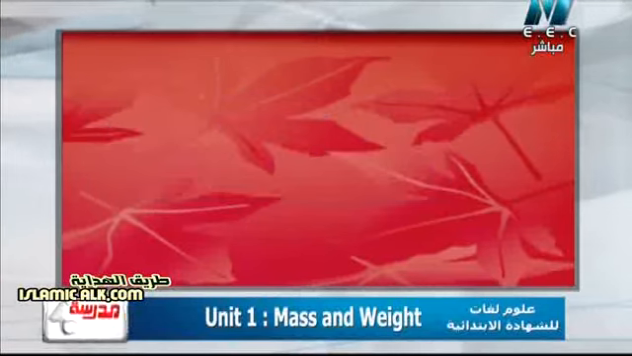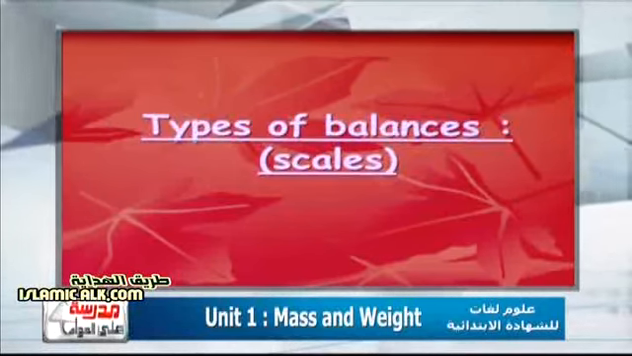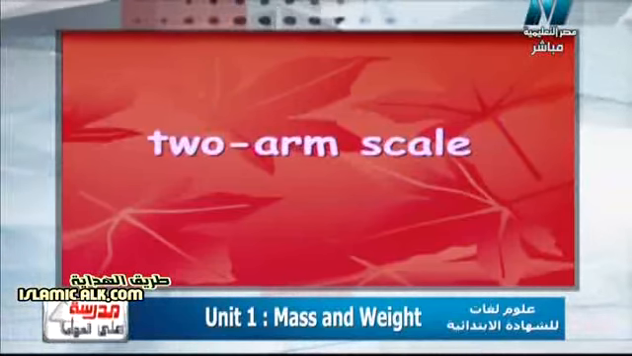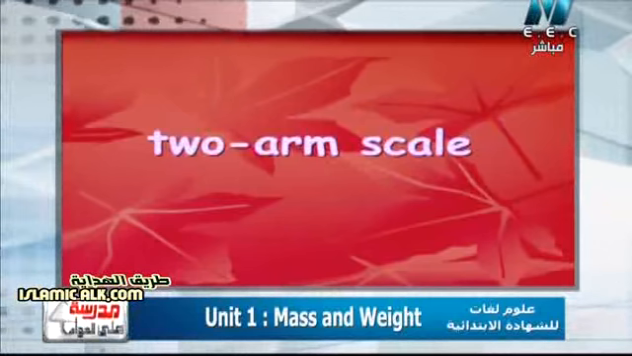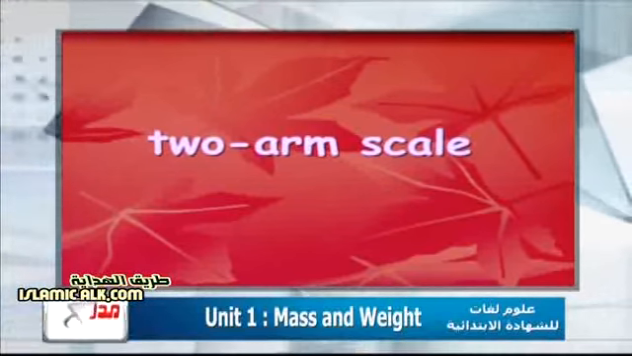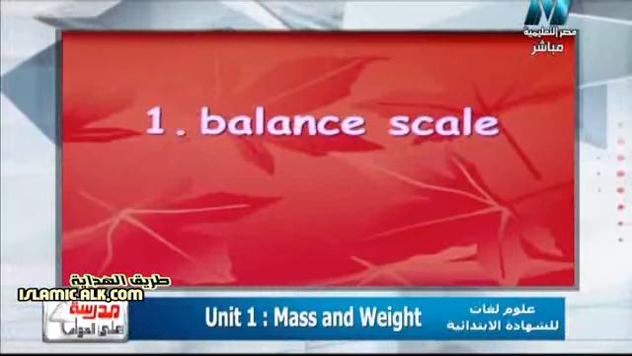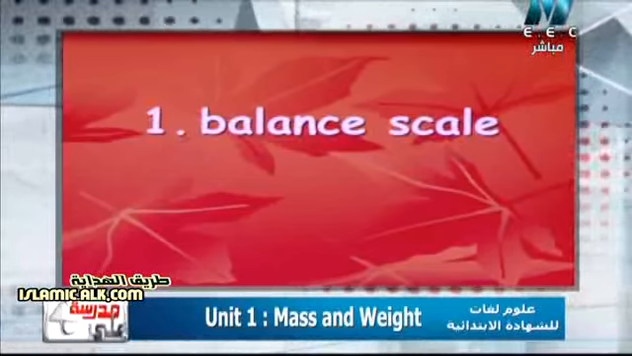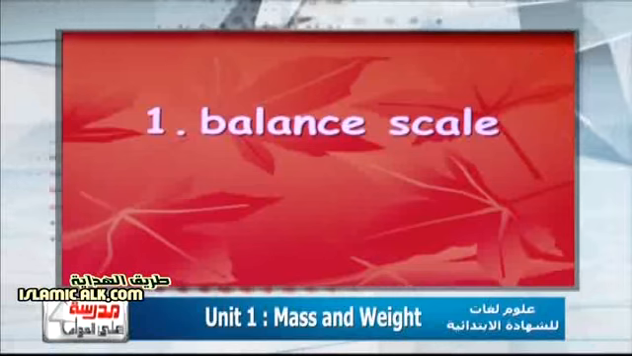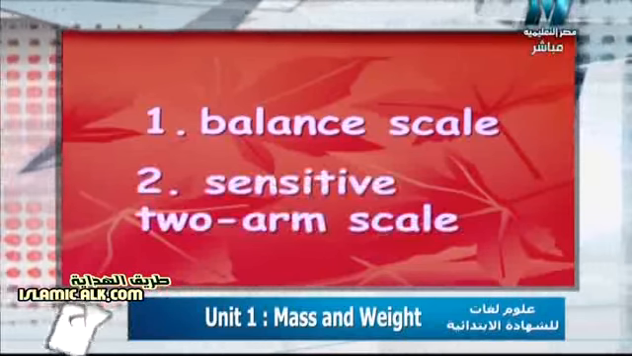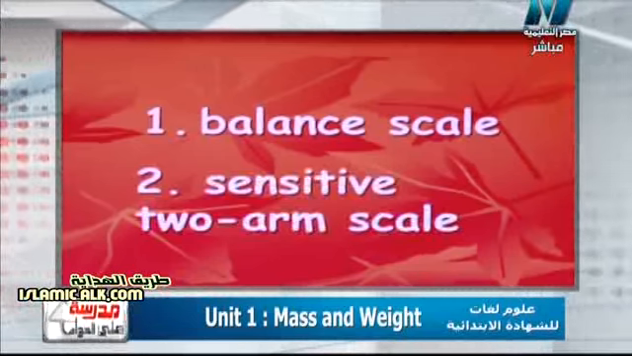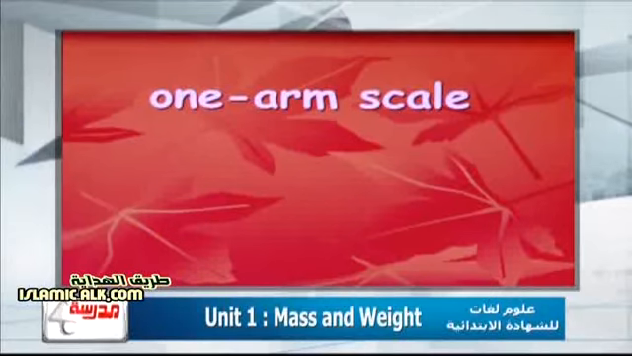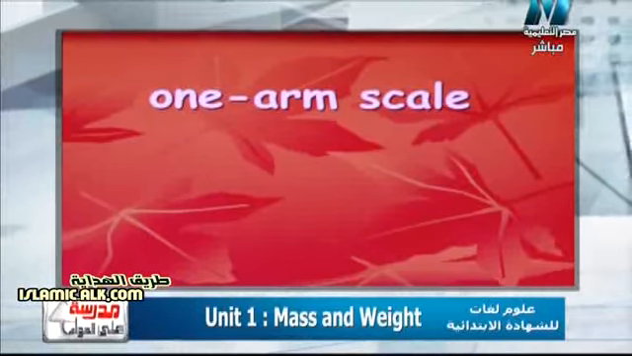So what about types of balances؟ ايه هي انواع البالانس او انواع scales؟ We have two types of balance or scales. Number one, two arm scale، الميزان ذو الكفتين، two arm scale، وده عندنا منه two examples which are balance scale او الميزان المعتاد، وساعات كمان بنسميه common scale، الاثنين نفس المعنى common scale or balance scale. Number two, sensitive two arm scale أو الميزان الحساس sensitive two arm scale. So the second type النوع الثاني one arm scale ميزان ذو كفة واحدة. I'm sorry, one arm scale.